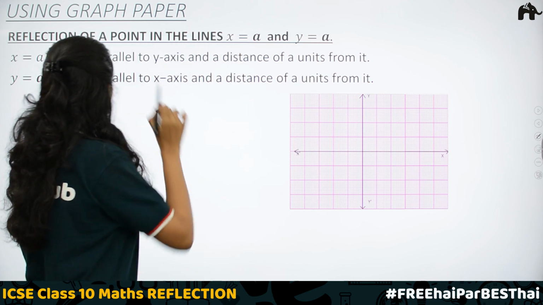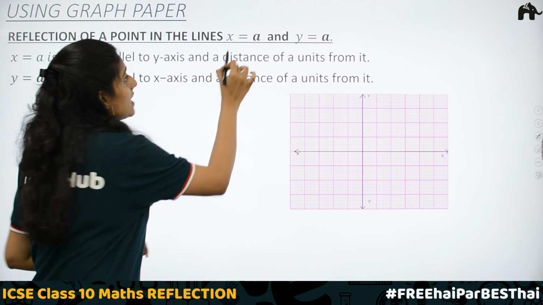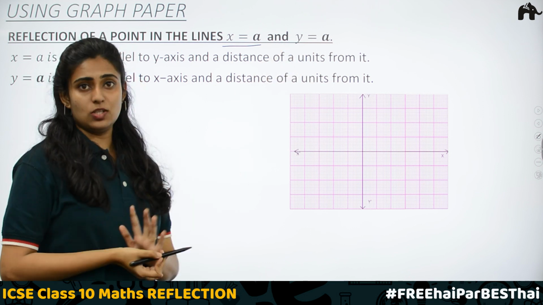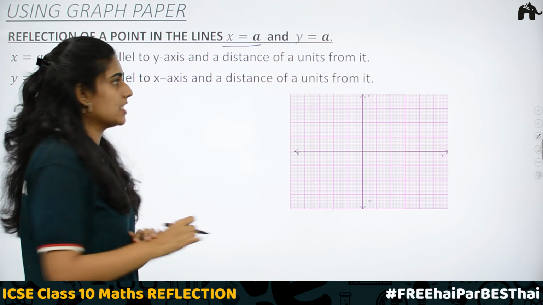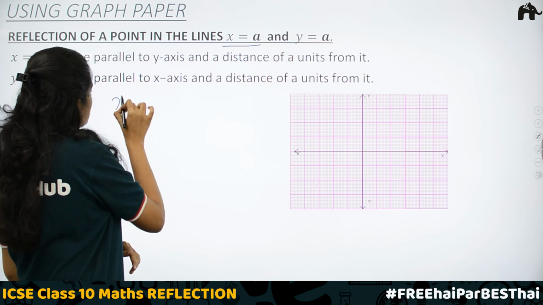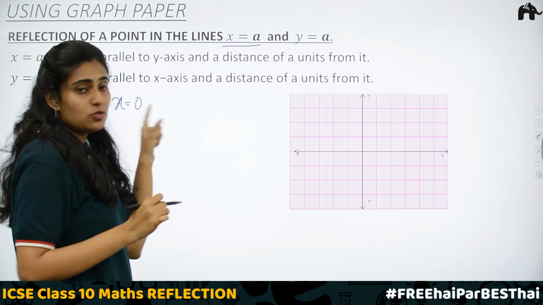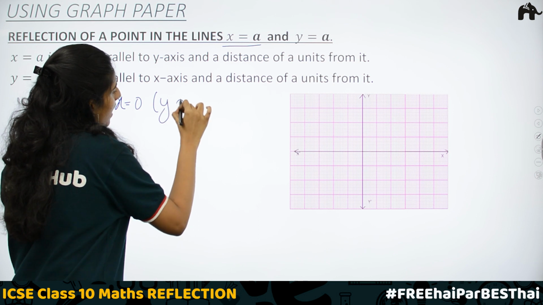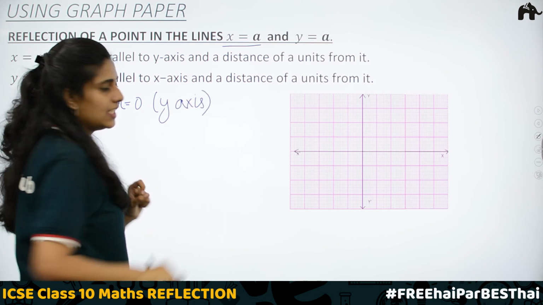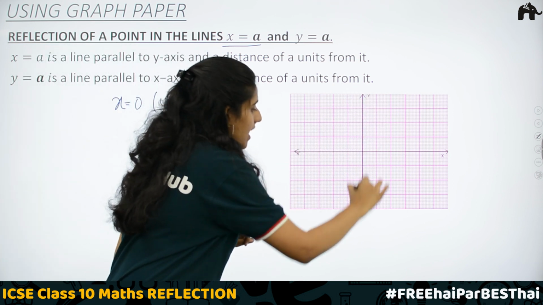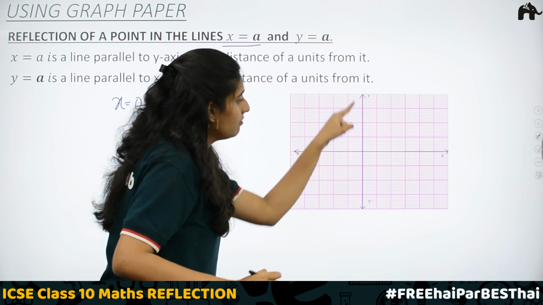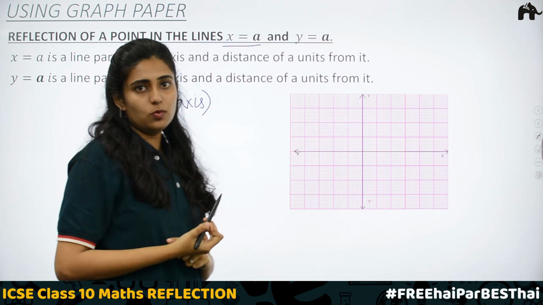Now when you have reflection of a point in the line x is equal to a and y is equal to a, let us see how we get the image. Here we know x is equal to 0. What is x is equal to 0? X is equal to 0 is our y-axis. Along this y-axis, we know that at every point the x coordinate will be equal to 0.